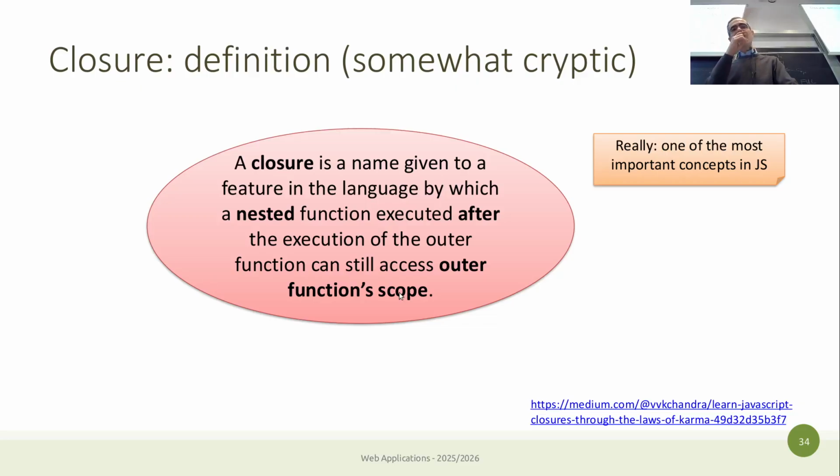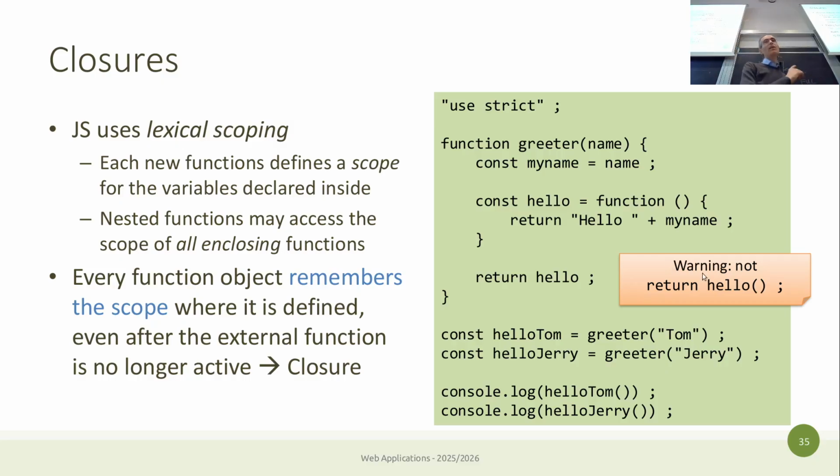And this is the concept of the closure. This is the definition, but we will see an example. It's pretty impossible to understand, at least the first time reading this definition. A closure is a name given to a feature in the JavaScript language by which a nested function, like the one before, executed after the execution of the outer function can still access the outer function's scope. So all the variables, including parameters, that were available to the function inside. Of course, it's pretty cryptic and difficult to understand.